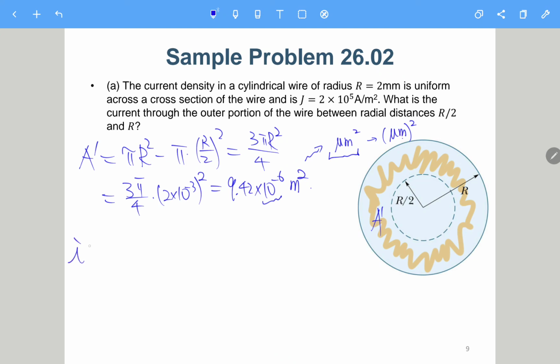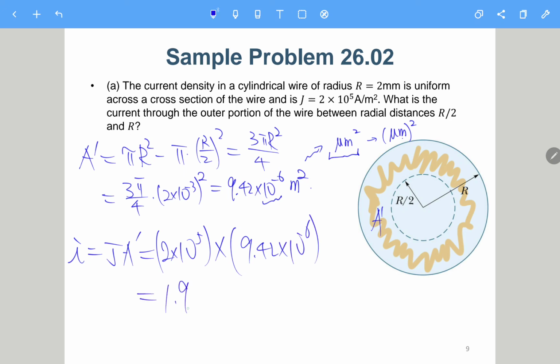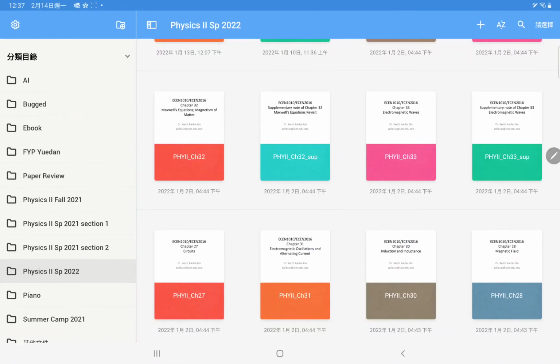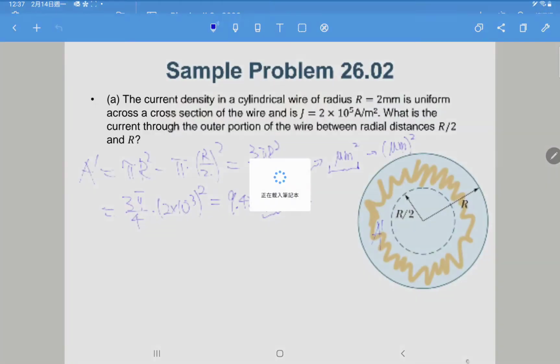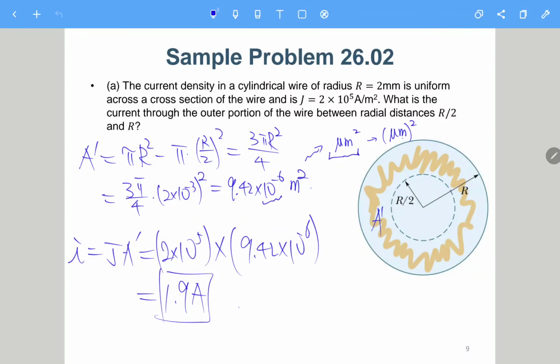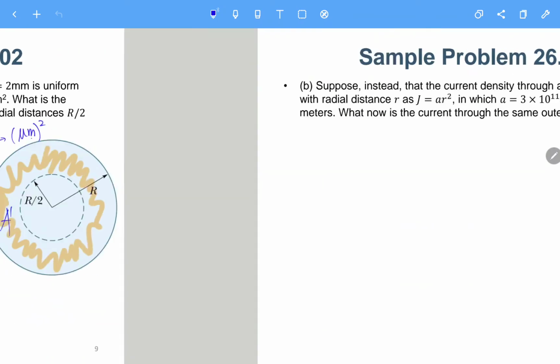In this case, I equals J times A prime, where J is 2 times 10 to the 5th power and A prime is 9.42 times 10 to the minus 6. So the current is 1.98. This one is not so difficult.